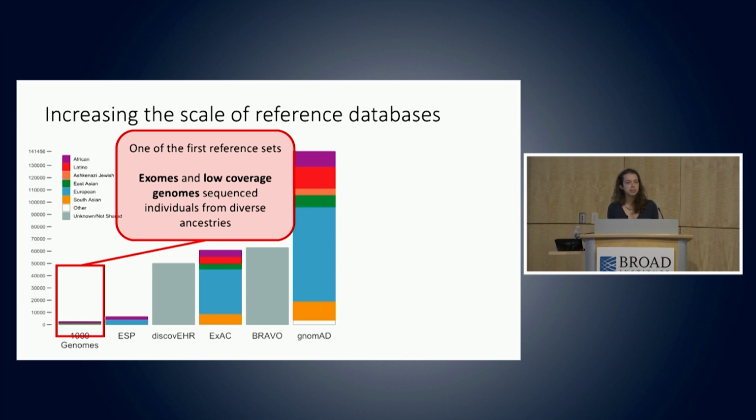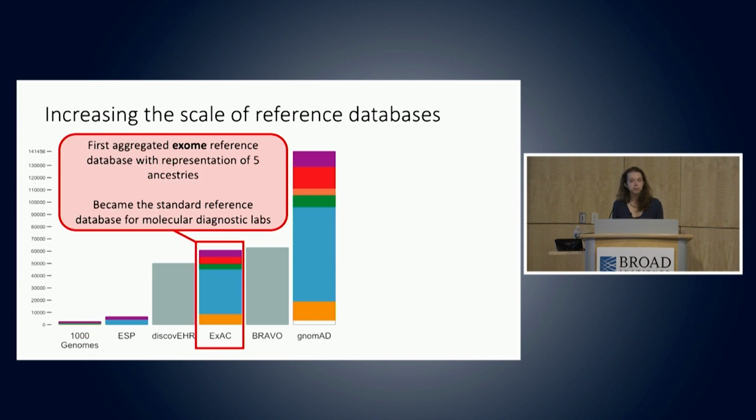So 1,000 Genomes is the very first reference population database. It was when these sequencing technologies were just becoming available. It's exomes and low coverage genomes, but they're from really diverse ancestry, so it captures a lot of genetic diversity. ExAC was the first aggregated exome database. It has 5 different ancestries. Again, it's from the Broad Institute and led by Daniel MacArthur. And it really changed the field and became the standard reference database for molecular diagnostic labs and researchers.